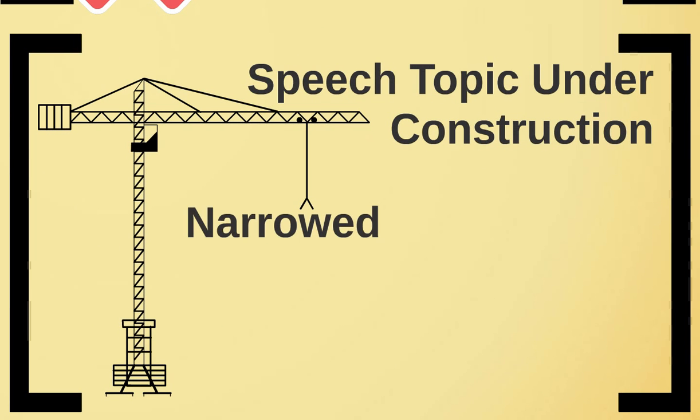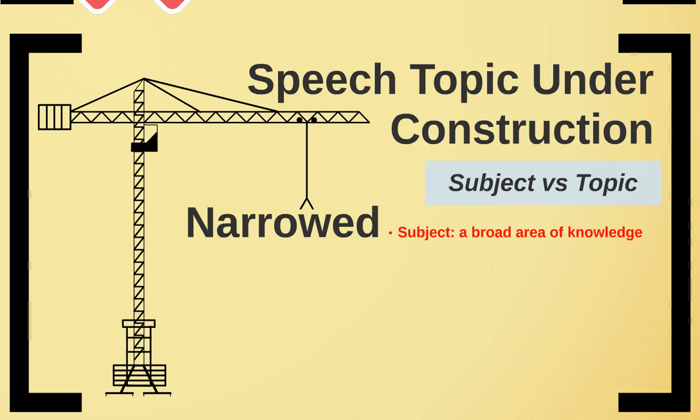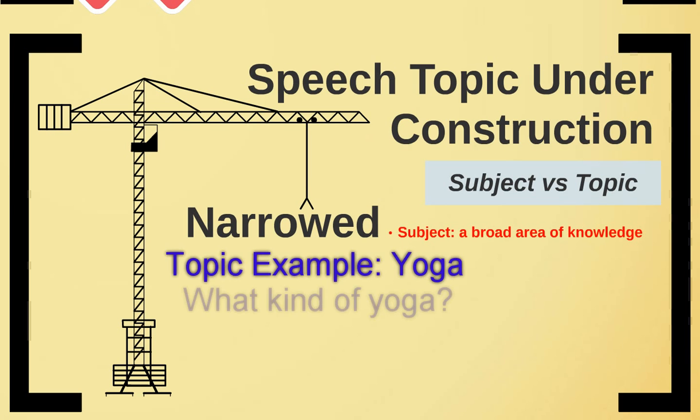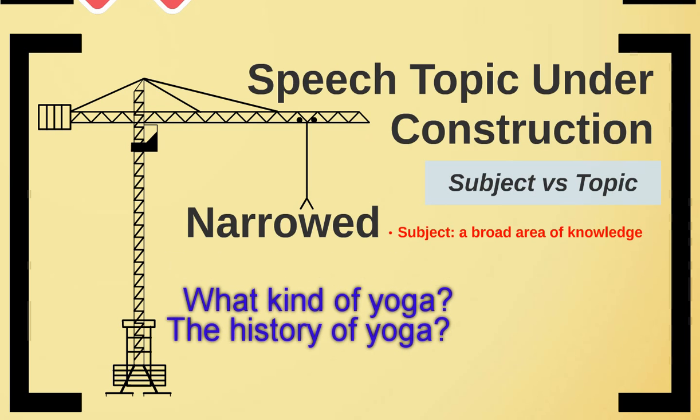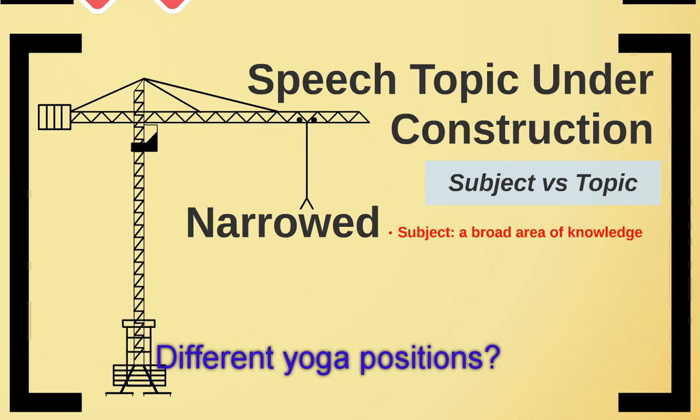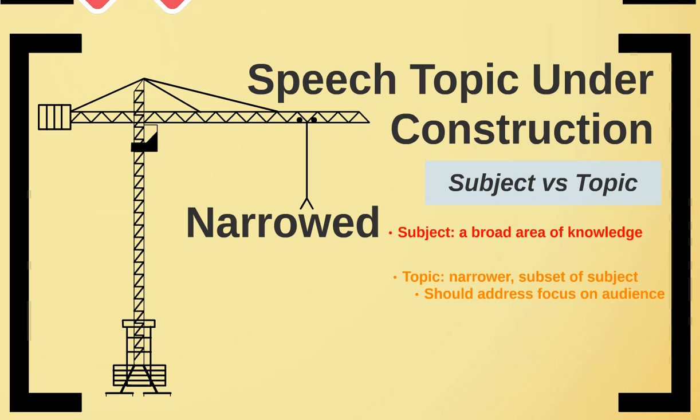Another thing, it has to be narrowed. Like I mentioned again, you don't have a lot of time for this. 3 to 5 minutes might sound like a lot of time, but it's actually not. It's going to go very, very quickly. So it's important that you understand the difference between a subject and a topic. So a subject is just kind of a broad area of knowledge, right? Like yoga, for instance. If you came to me and said, hey, that's my speech topic, I'd say, no, it's not, because I have no idea what you're going to be talking about in relationship to yoga. What you need is a topic, which is a narrow subset that actually is going to focus on how it addresses the audience.